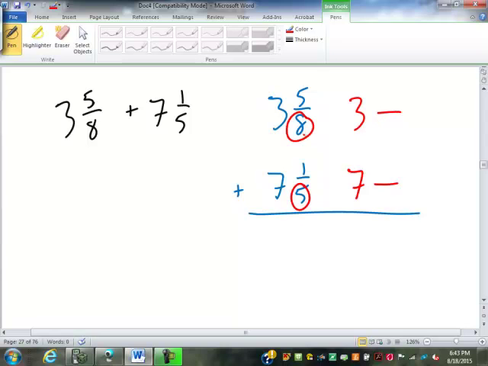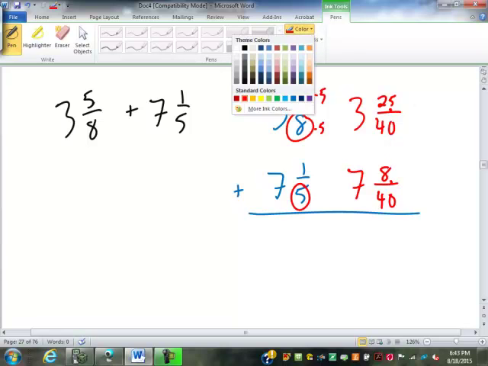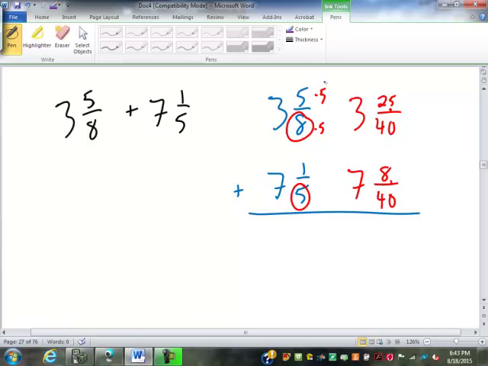Careful. It's 40. 40 ends up being our least common denominator there. So what's this going to become here? 25. Good. 8 times 5 makes 40, so 5 times 5 is 25. How about here? 8. Perfect. 5 times 8, so 1 times 8 makes 8. So we go ahead and add. Just like with our whole numbers, we start on the right and work our way back to the left. 25 plus 8 is 33/40. 3 plus 7 is 10.